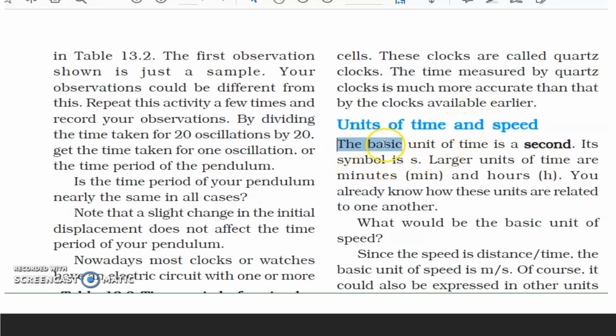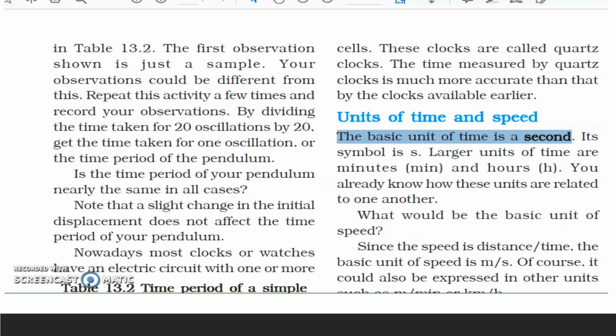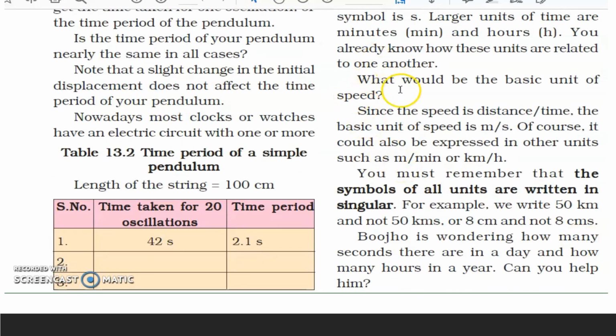We know the basic unit of time is second. Its symbol is s. The larger units of time are minutes and hours. We know the conversion also, that 60 seconds make a minute and 60 minutes make an hour. What would be the basic unit of speed? As speed equals distance by time, obviously the basic unit of speed is meter per second. But for our convenience, we can use bigger units like meter per minute, kilometer per hour, etc.